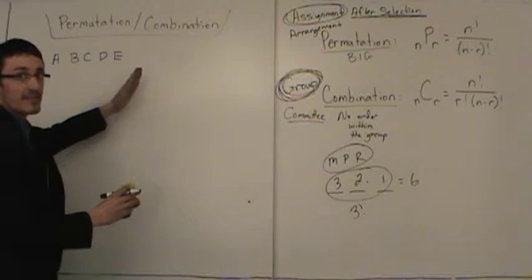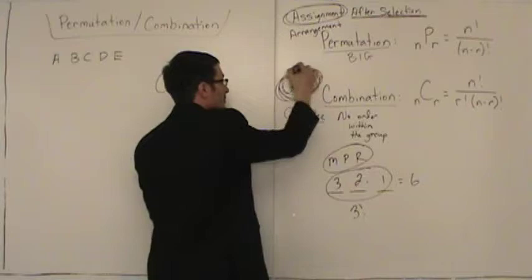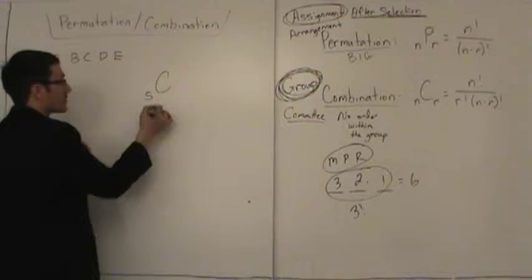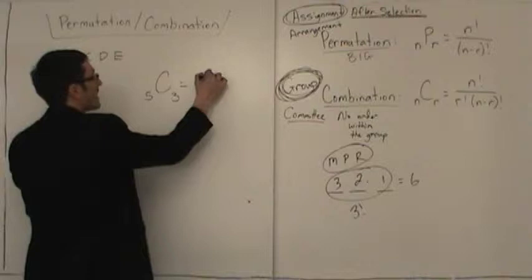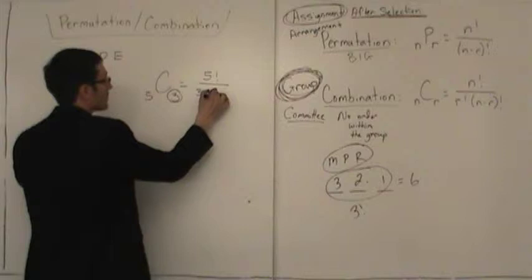Okay, so what does the combination formula say? Combination formula says that we can calculate the number of groups. How many total do we have? We have 1, 2, 3, 4, 5. So we have 5 total, and we're selecting groups of 3. So combination of 5 choose 3 means we're selecting groups of 3 out of 5. We set up the formula, 5 factorial over our r factorial, which is 3 factorial, multiplied by, now subtract: 5 minus 3 is 2, so we get 2 factorial.